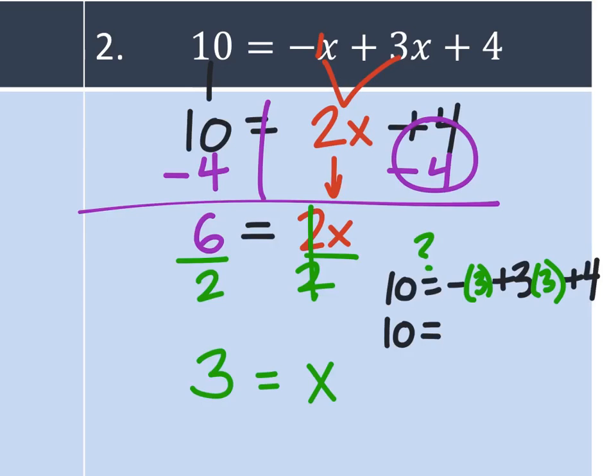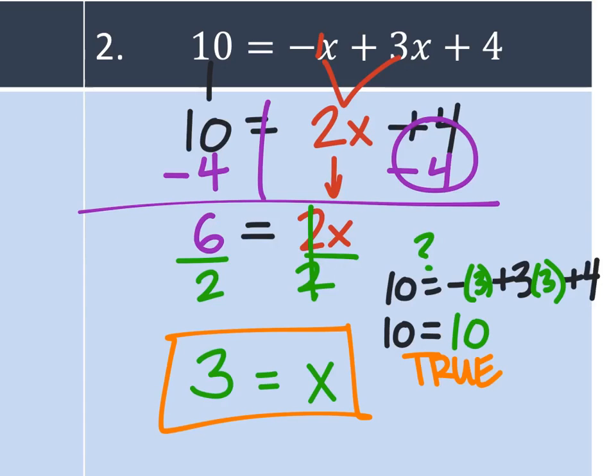3 times 3 is 9, so negative 3 plus 9 is 6, plus 4 is 10. So we get 10 out of that, and 10 does equal 10. That's a true statement. Since it is true, now I know for sure that x does equal 3. Now, some of you guys, just kind of what we saw last time, if you would prefer to see it as x equals 3 like this, that's fine. It's exactly the same thing, okay?